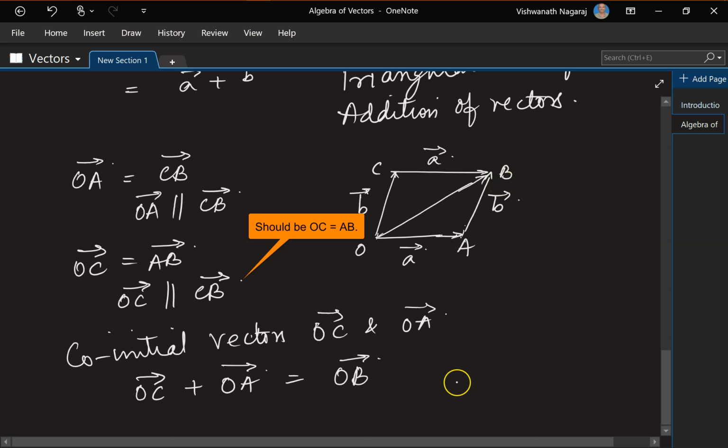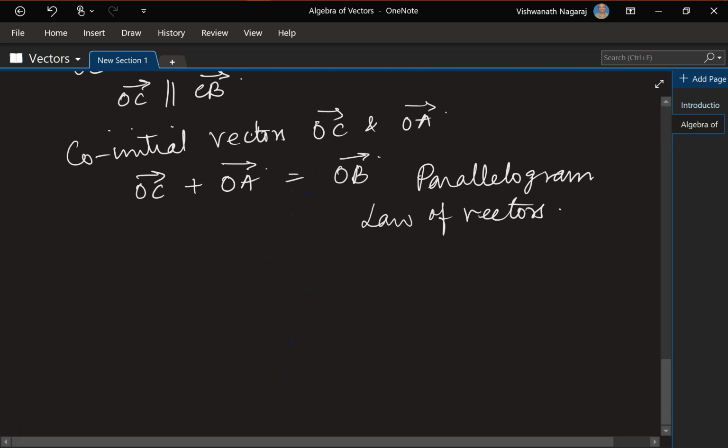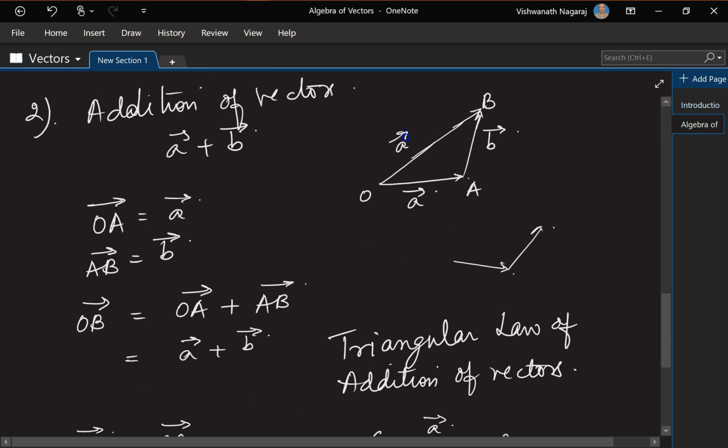So whether you are choosing triangular law of addition of vectors or parallelogram law, they both mean the same thing. Just remember, in case of triangular law, we are not talking of co-initial vectors, we are talking of vectors positioned head to tail. Whereas in case of parallelogram law of vectors, we are talking of co-initial vectors. So here this diagonal represents A plus B.